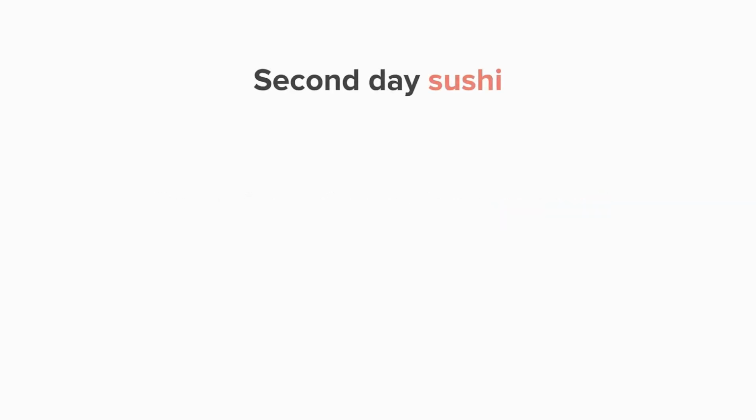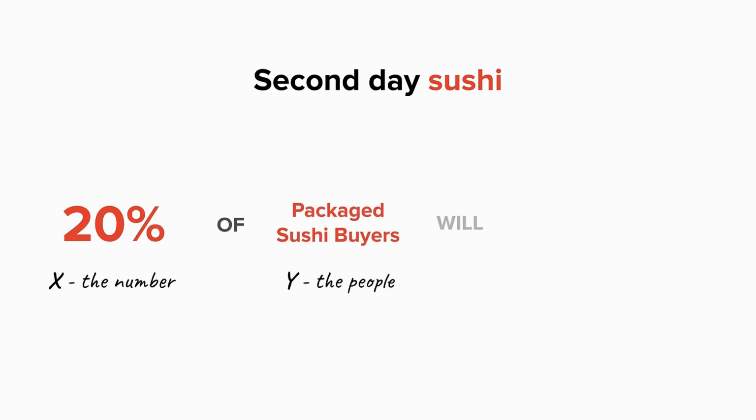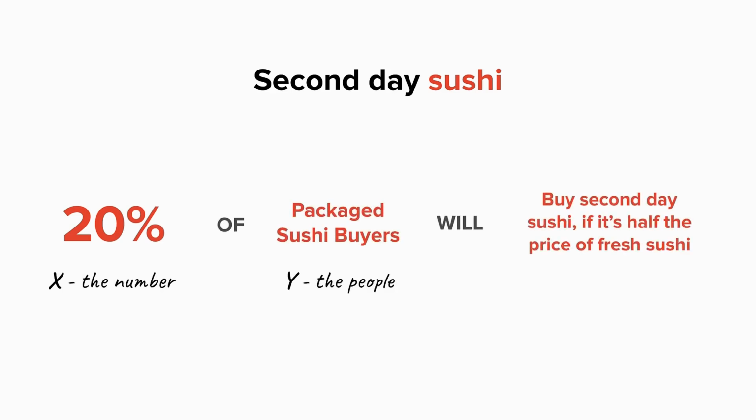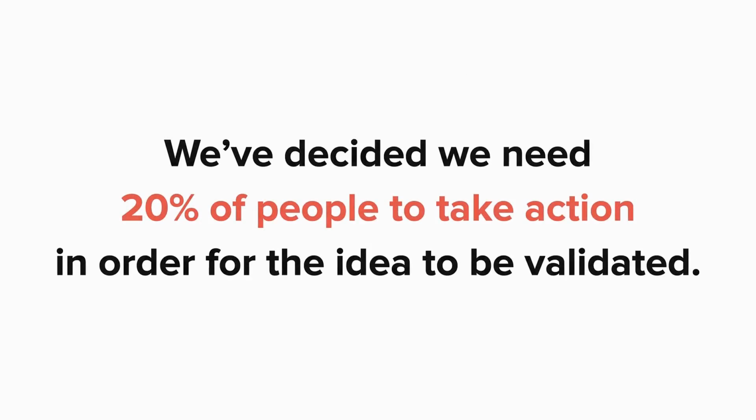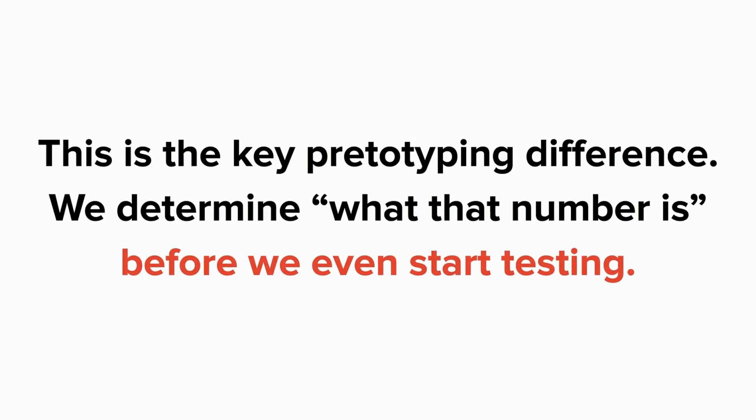Well, with the second-day sushi example, when we say people will buy second-day sushi if it's cheap enough, we say that 20% of packaged sushi buyers, that's the people bit, will buy second-day sushi if it's half the price of fresh sushi. That's the cheap enough bit. So in this case, we've decided that we need 20% of people to take action in order for the idea to be validated. And this is the key difference with the Pretotyping methodology.